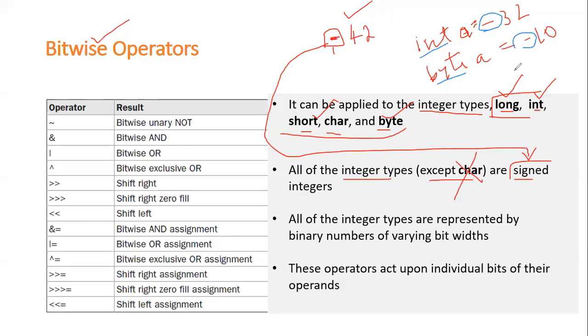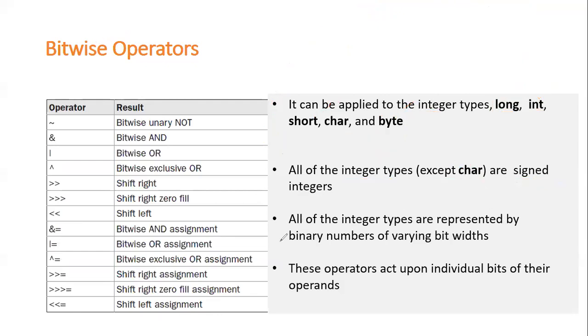Yeah, fine, students, I hope you understood what this sign is. Similarly, for long also, I can have a signed number. But with character, we can't have a signed integer. Minus 10 is a signed integer, minus 32 is a signed integer. All integer types are represented by binary numbers of varying bit widths.